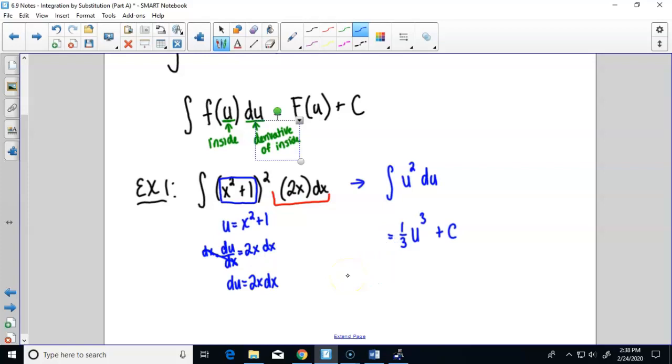But we probably don't want u's in our answer because our question had x's in it, right? But we can just substitute back in because I know u is x squared plus 1. So my answer here is going to be 1/3 x squared plus 1 to the third power plus c.